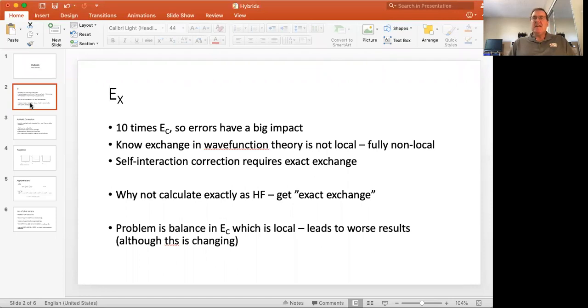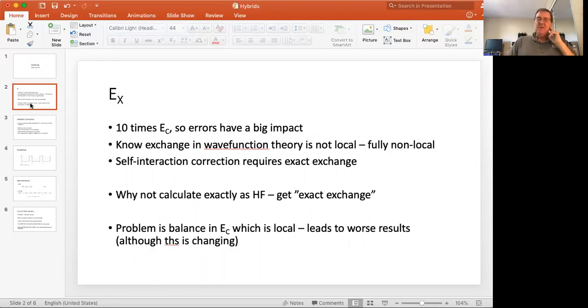We're going to focus here, because that is the aim when we think about hybrid functionals, on the exchange part of the exchange correlation energy. Generally, the exchange piece is about 10 times the correlation energy. So errors in EX have a big impact, and improvements to EX, in principle, should make things better.